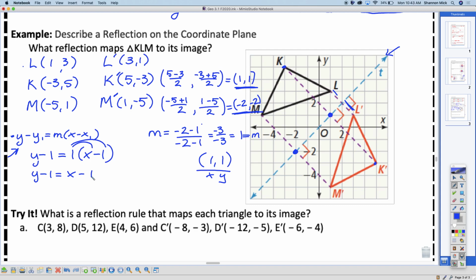Now, how do I solve for y? Plus 1 here, plus 1 here, so the line is what? Y equals x. So our rule for this is R standing for what? Reflection. And then you put y equals x.